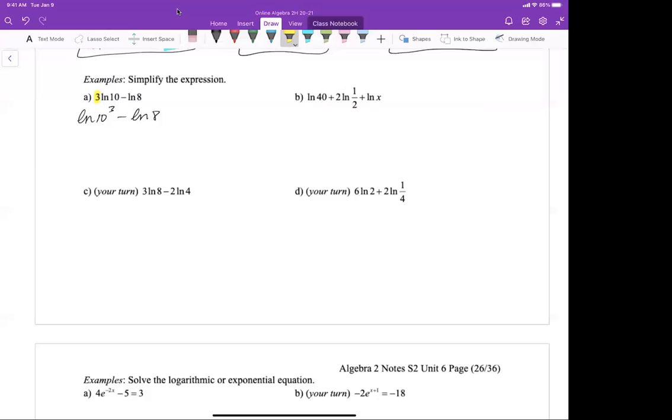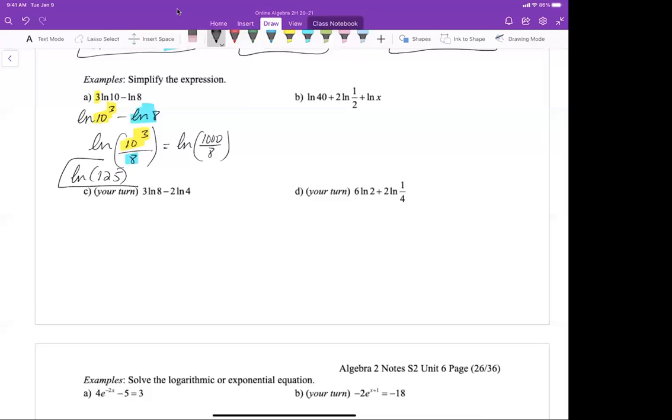I can make that a power. Now I have a subtraction, and I can combine those using division, and I will have 10 to the third over 8. So I'm taking the natural log of all of that. My numerator is my positive, and my denominator was my negative. And now I'm going to simplify that even further. That will become the natural log of 1,000 over 8. And I will simplify that one step further. 1,000 divided by 8 is 125.